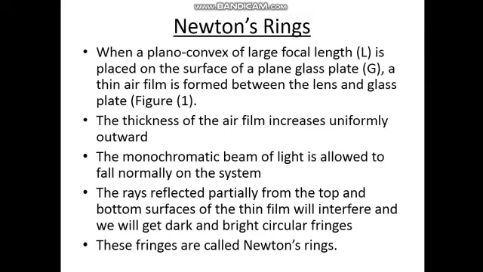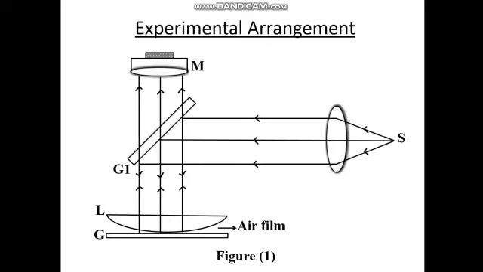Next is Newton's rings. When a plano-convex lens of large focal length is placed on a glass plate, a thin film is formed between the lens and the glass plate. The thickness of the air film increases uniformly in the outward direction. If a monochromatic beam of light is allowed to fall normally on the system, the rays are reflected partially from the top and bottom surface of the thin film. The rays reflected from the thin film will interfere and we get dark and bright circular fringes. These fringes are called Newton's rings.